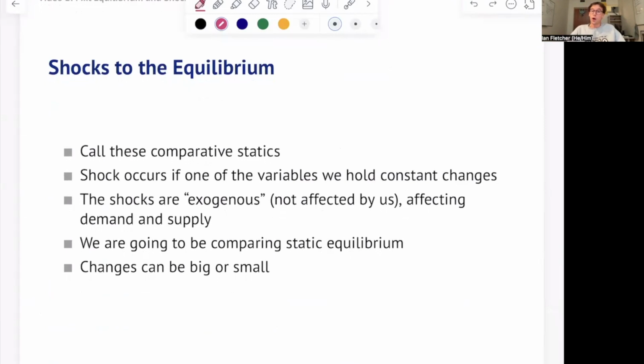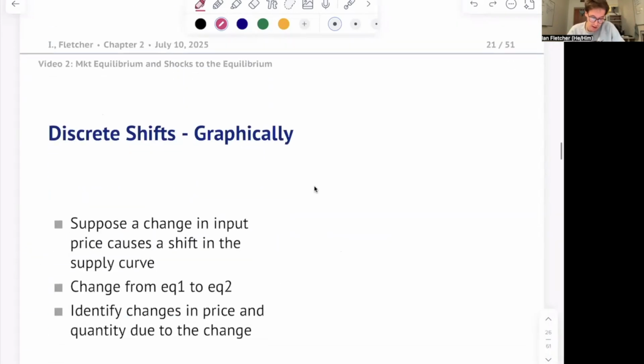A shock occurs to one of the variables we hold constant, right? And we are going to call these exogenous shocks, which just means that they are not affected by us. So something external to our decision-making process happens. That's going to change the equilibrium, and it's going to affect demand and supply. So what we're going to be comparing is static equilibriums, and these changes can be big or small, but it's easier to see if we do big changes. So we're going to do some bigger changes.